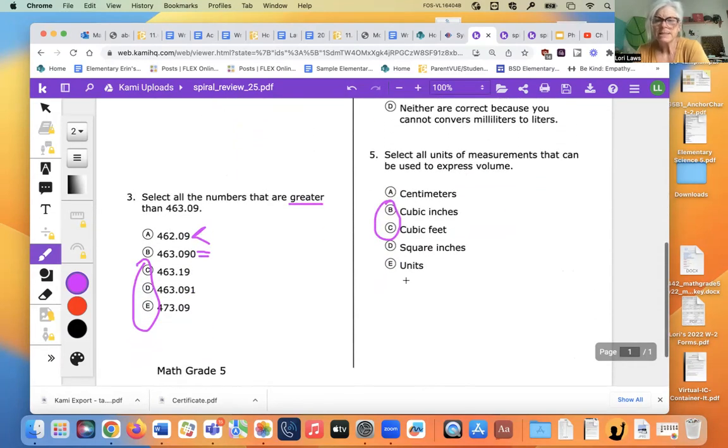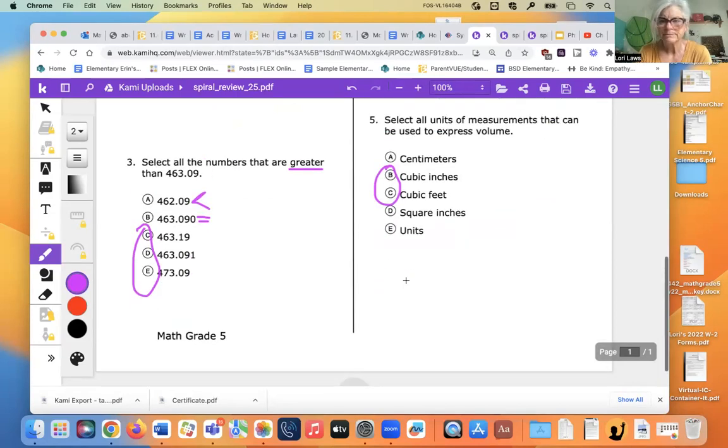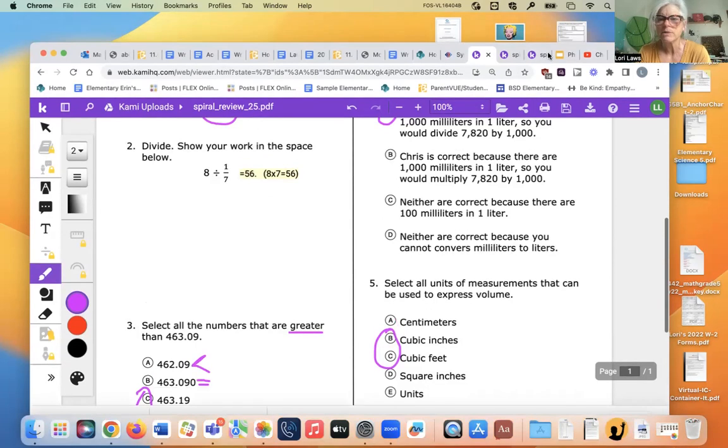Number 5, B and C are correct. Cubic inches and cubic feet are volume. Centimeters and square inches, that's square inches are area. Okay, that is 25. Here's 26.